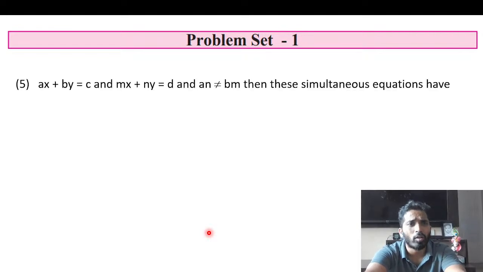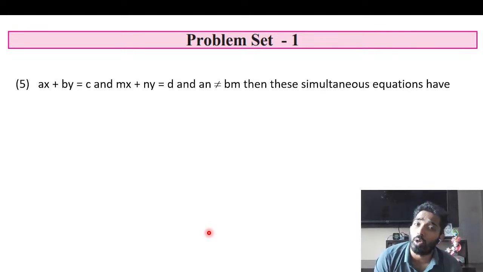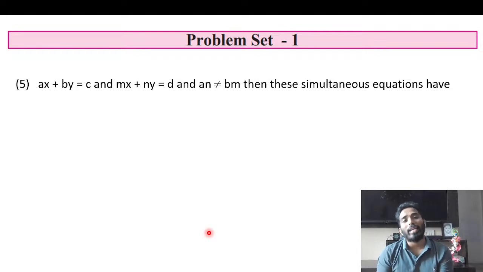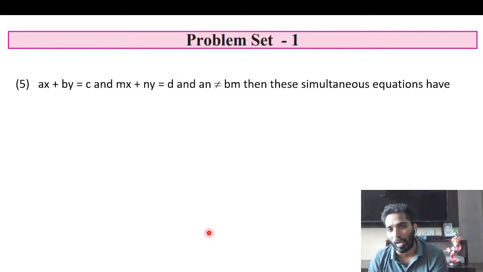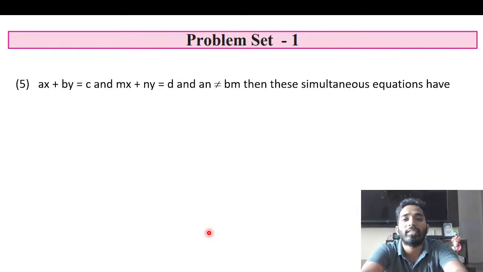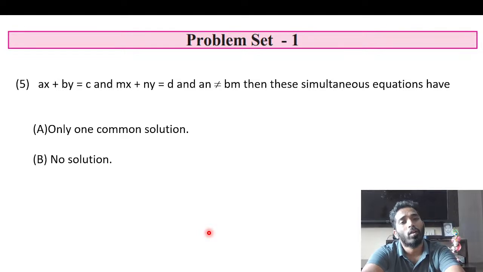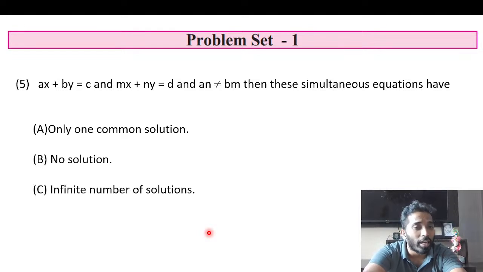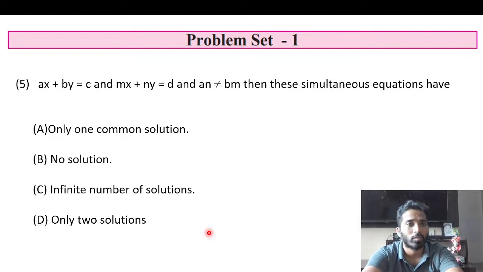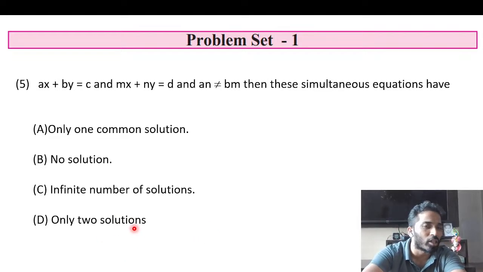The sum from the textbook, the fifth MCQ. AX plus BY is equal to C, and MX plus NY is equal to D, and AN is not equal to BM. Then this simultaneous equation has only one solution, no solution, infinite number of solutions, or only two solutions. Now in linear equations, only two solutions is not the case.